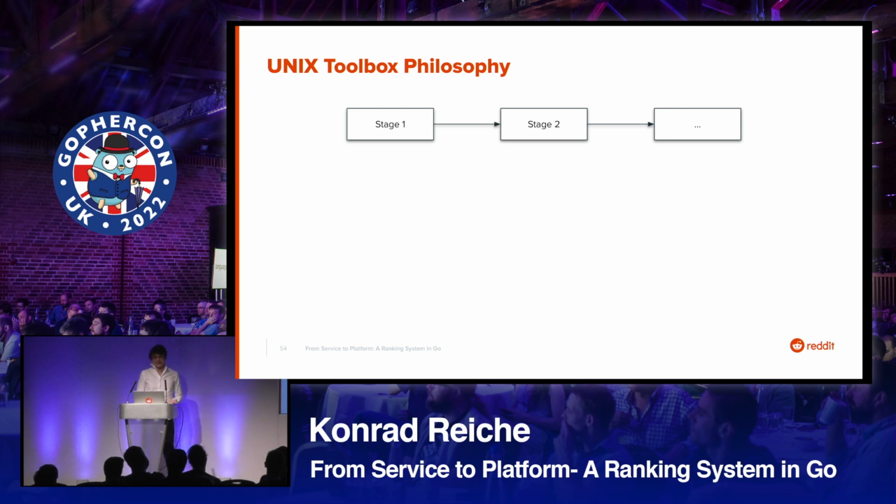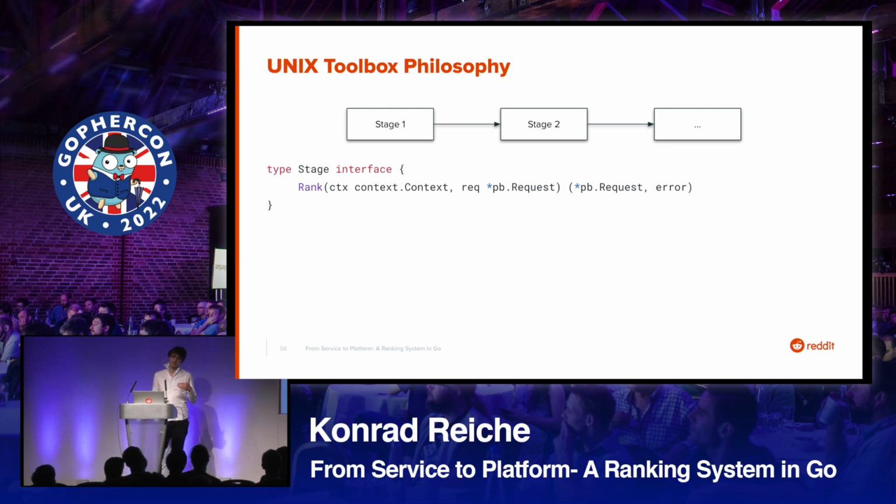Everything just becomes a stage, a step in the ranking algorithm. And this is how we can write it as a Go interface. A stage takes a request, and to match the Unix pipes analogy, it also returns a request again. And this works because our request carries the request and the response. As the ranking progresses, candidates are added or removed.